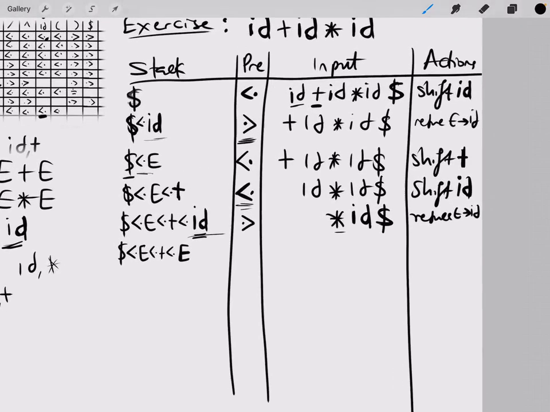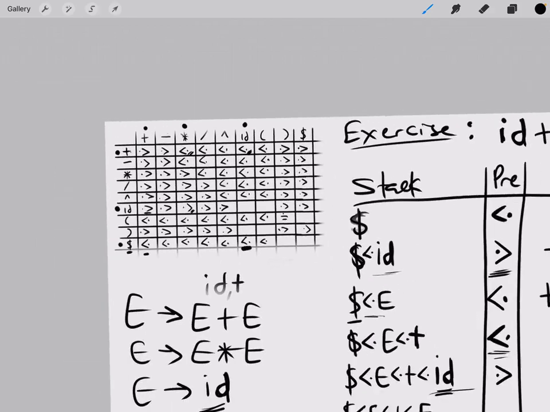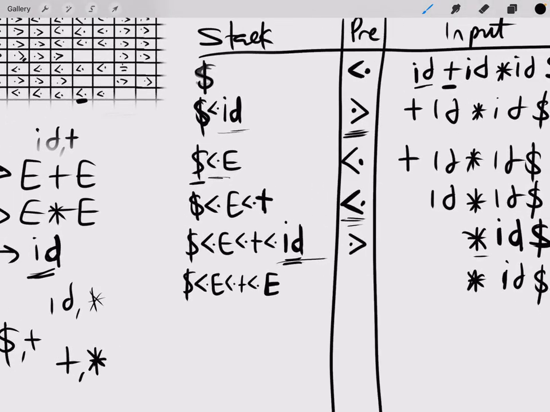This is what we have. Now note we are left with a star and an id and a dollar sign. Between star and we have plus and star. Plus and star. What is of bigger importance? Plus and star. Star takes precedence. Plus yields precedence to star.